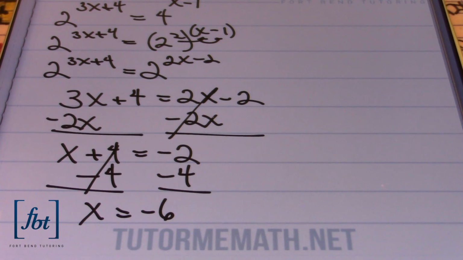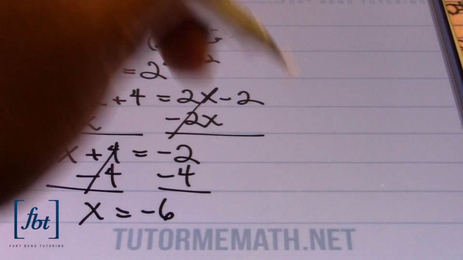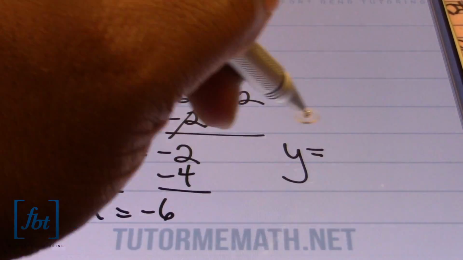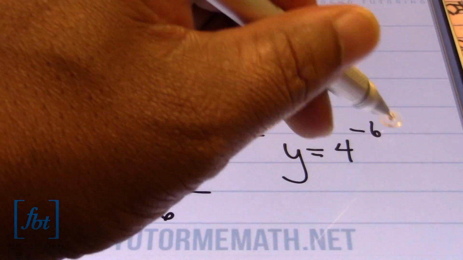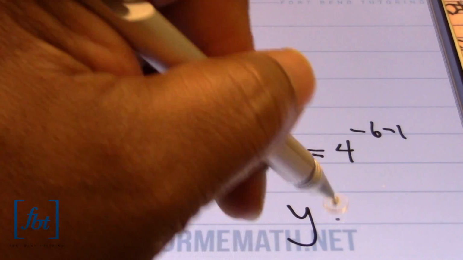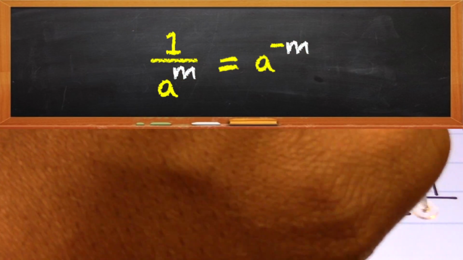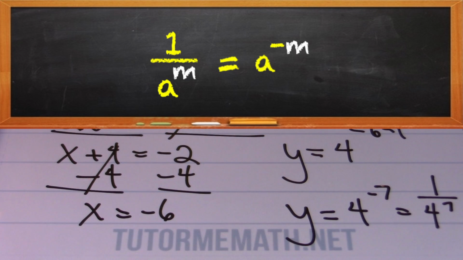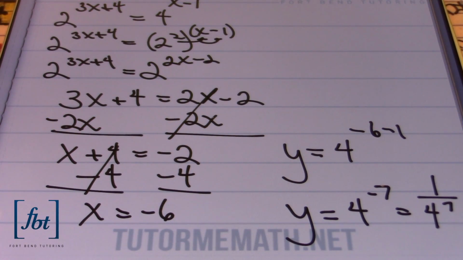Yeah, I could. I think I'm going to plug it into the second equation. Okay, so we'll just do this over here. Second equation. We'll have y equals 4 to the -6 minus 1. So this gives me y equals 4 to the -7th power, or you can say that it's going to be 1 over 4 to the 7th power if you want to kill that negative exponent. And this will be our solution for this problem, for problem number 5.